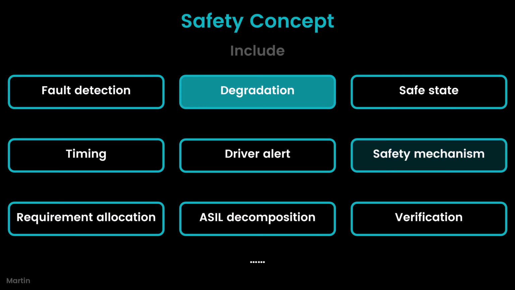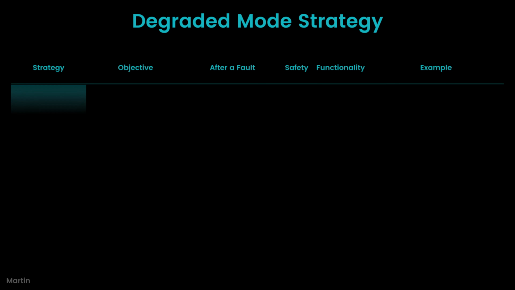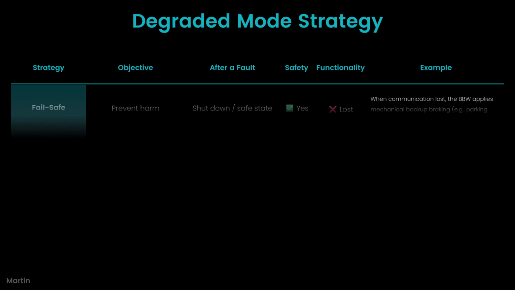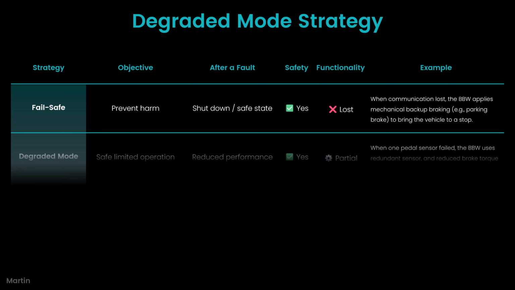All right, let's move on to system degradation. A degraded mode strategy defines how a system continues to operate safely when faults occur, balancing functionality and safety. In a fail-safe approach, the system transitions to a state that eliminates or minimizes hazards, such as disabling automatic braking or reducing torque output, to protect the user and vehicle.